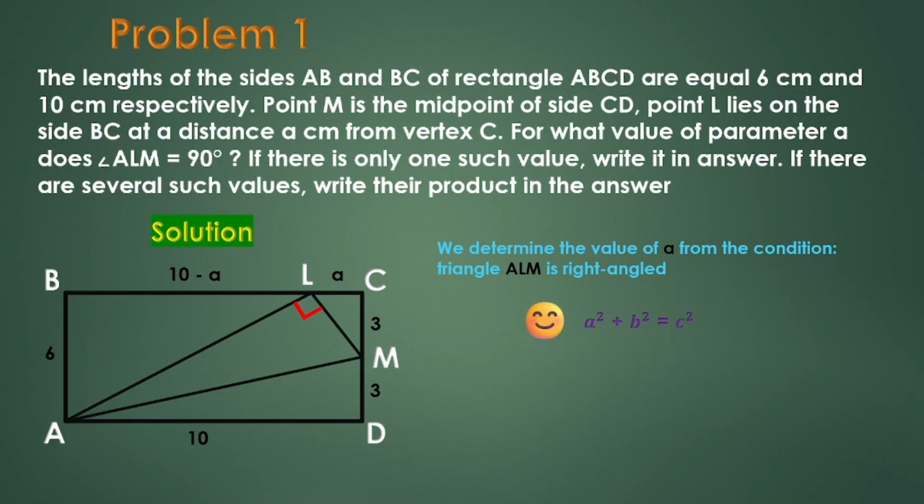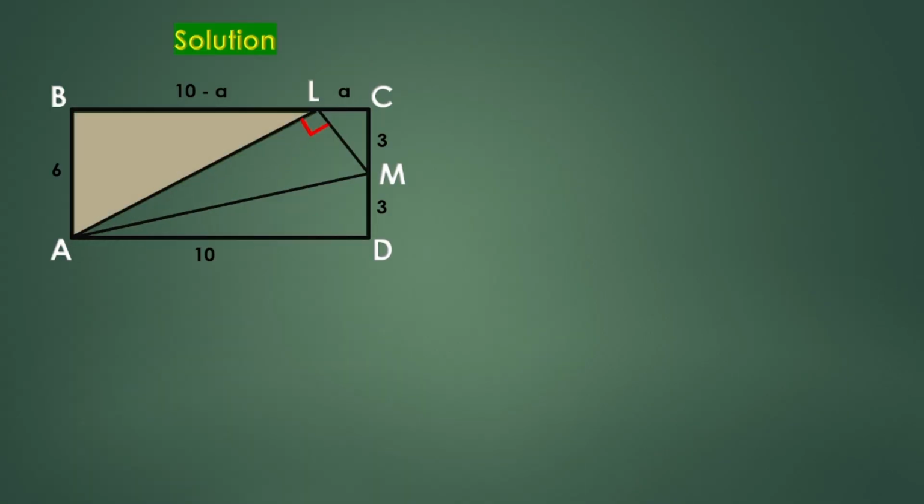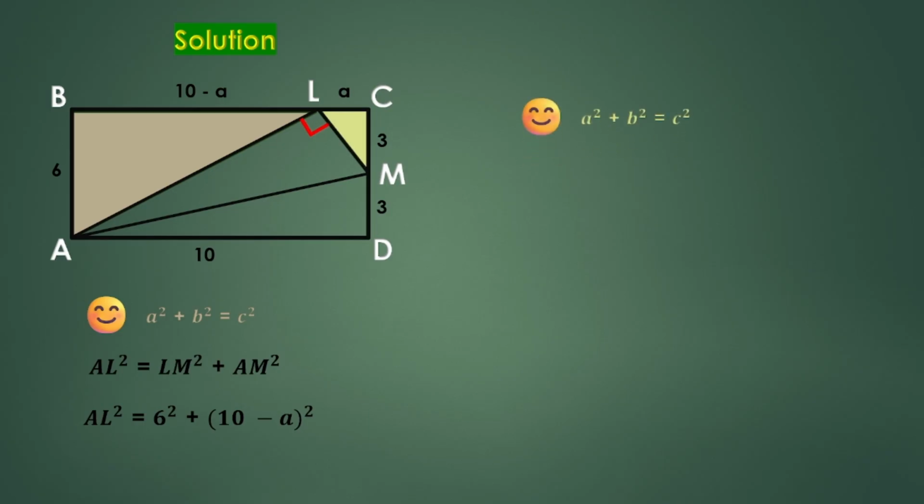So here we will need the Pythagorean theorem, which says that AL squared plus LM squared equals AM squared. Next, first we take the triangle ABL. Here I'm highlighting it, and in it we apply the Pythagorean theorem. Here, AL is the hypotenuse. So AL squared equals 6 squared plus (10 minus A) squared. Then we take the triangle LCM, and there too we use the Pythagorean theorem, which says that LM squared equals A squared plus 3 squared.